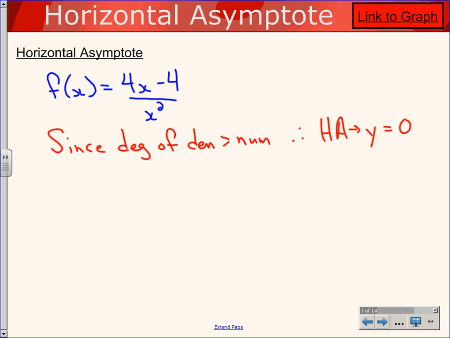Remember, if the degree of the denominator was ever bigger than the numerator, we had a horizontal asymptote of y equals 0. If the numerator had a bigger degree, there was no asymptote. And if the degrees were the same, that's when we had to do our fancy common factoring trick. So this is good. We know what the horizontal asymptote is. We want to know the end behavior.